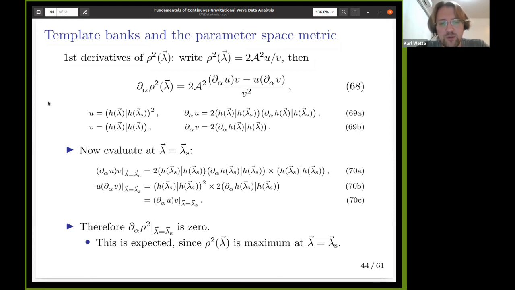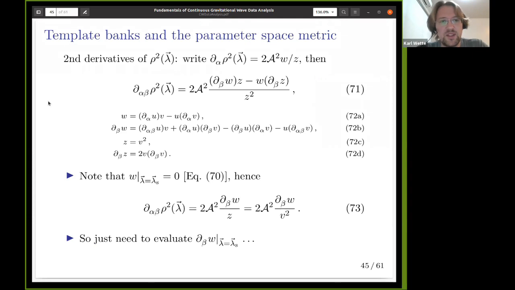But essentially, if you work through the maths, which is lined out there, what you'll find is that the first derivative of rho squared ends up being 0, which, if you think about it, is exactly what we'd expect, because the definition of our rho squared is that it's maximized when our signal and our template are perfectly matched. So that's the definition of our optimal signal to noise ratio, which we saw before. You'd expect a local maximum to have no derivative at that point lambda s. So that's good.